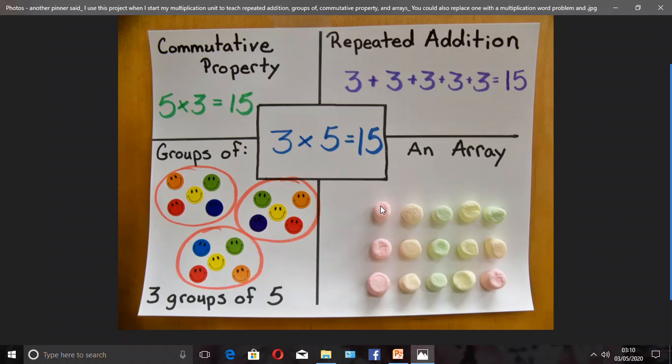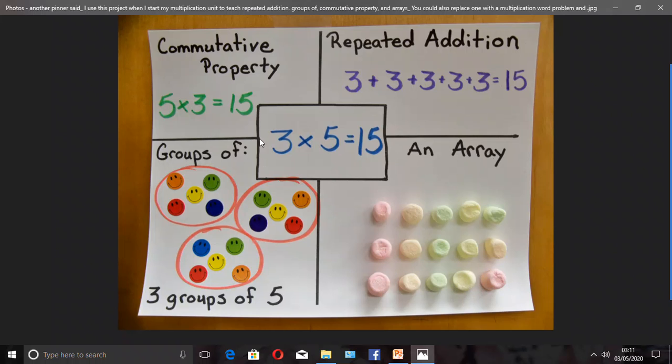You can see this horizontally. 1, 2, 3, 4, 5. First time. 1, 2, 3, 4, 5. Second time. 1, 2, 3, 4, 5. Third time. Altogether, everything gives us 15. Let's count it. 1, 2, 3, 4, 5, 6, 7, 8, 9, 10, 11, 12, 13, 14, and 15.